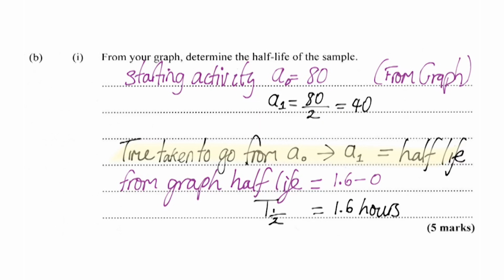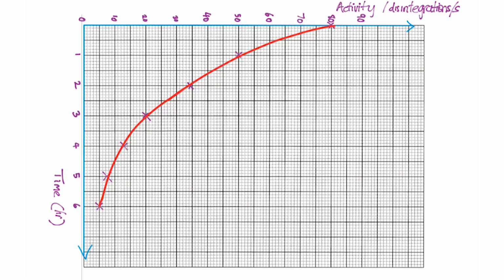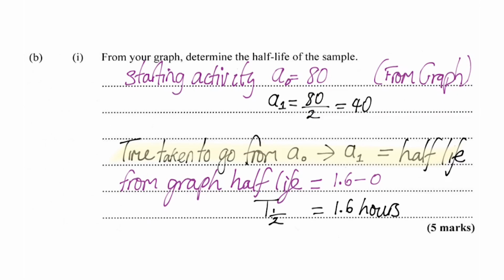whatever A1, I call that one, that would be 80 over 2 because we're dividing. So that's the time the activity takes to drop to half of what it was. So we're going to 40. The time it takes to go from A0 to A1, which we're calling the half-life, was actually 1.6 hours from the graph. From the graph, the half-life was 1.6. Take away 0 because 0 is the starting time, 1.6 hours. I think the graph was in hours. Yeah, so that's 1.6 hours.